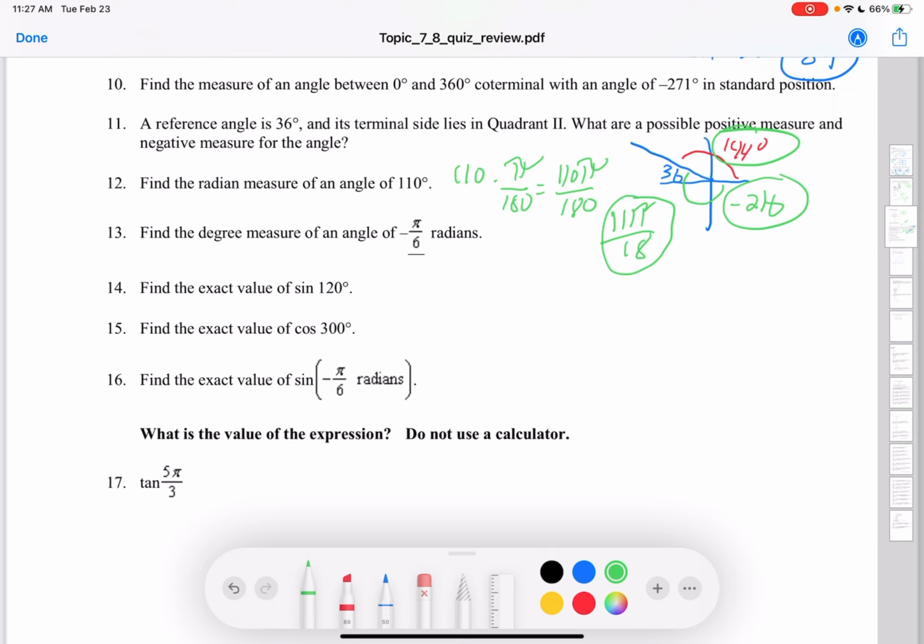Degrees to radians for number 13. I think that says negative pi over 6. With negative pi over 6, this is going to be multiplied by 180 over pi. The pi's cancel. 180 divided by 6 is 30, so negative 30. If, in fact, that's a negative symbol. If it's not, it's just 30.